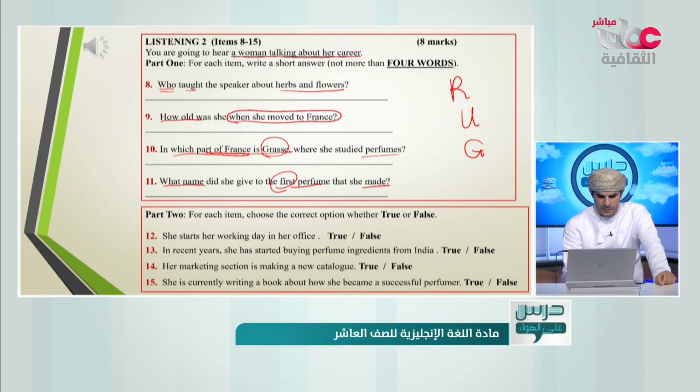Part 2, here you have to decide whether the statement is true or false. She starts her working day in her office. So she goes straight to the office. Is that correct or not? True or false? In recent years, she has started buying perfume ingredients from India. Is that correct? From India or some other place? Her marketing section is making a new catalog. Is that right? Are they making a new catalog or making something else?